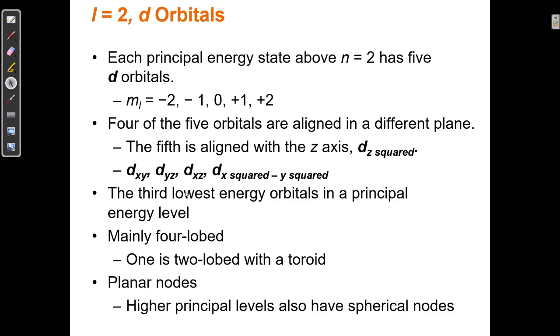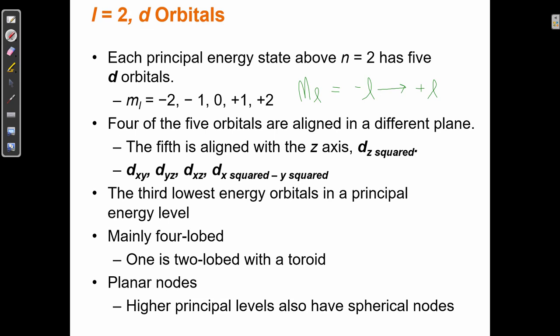When l equals 2, we're talking about d orbitals. And d orbitals can have a set of m sub l, the quantum number m sub l, can equal -2, -1, 0, +1, or +2. So the rule for m sub l equals negative l to positive l.